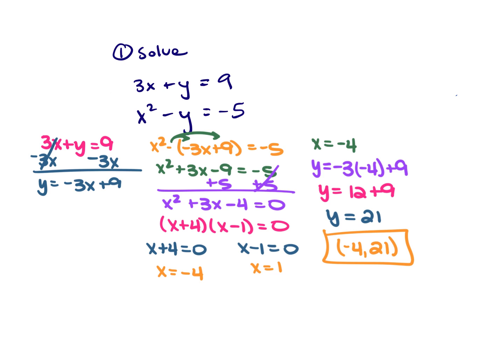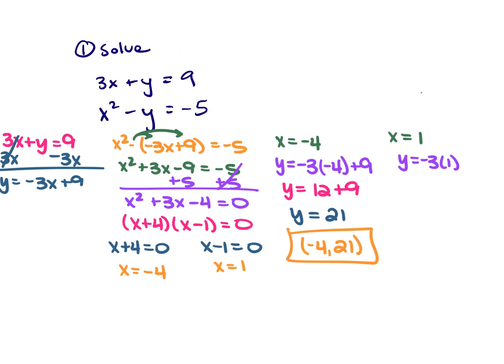From here, you're going to find the y for when x is equal to 1. So that's going to give you y is equal to -3 times 1 plus 9. Your -3 times 1 is -3. Plus 9 is 6. So when x is equal to 1, y is 6. So for this one, you have two ordered pairs that are solutions. The -4, 21, and the 1, 6.